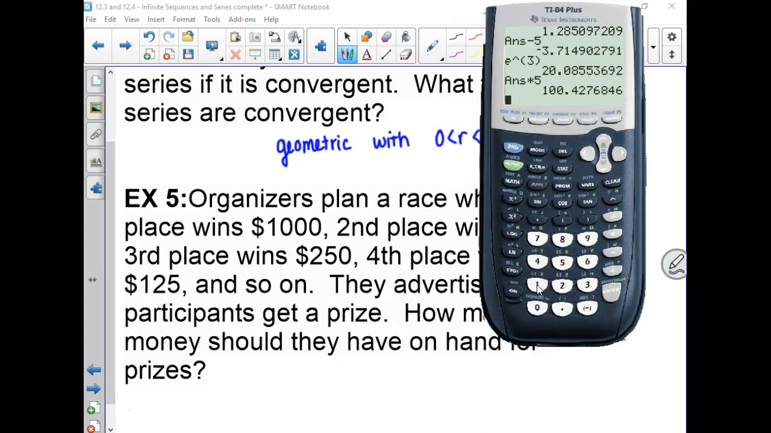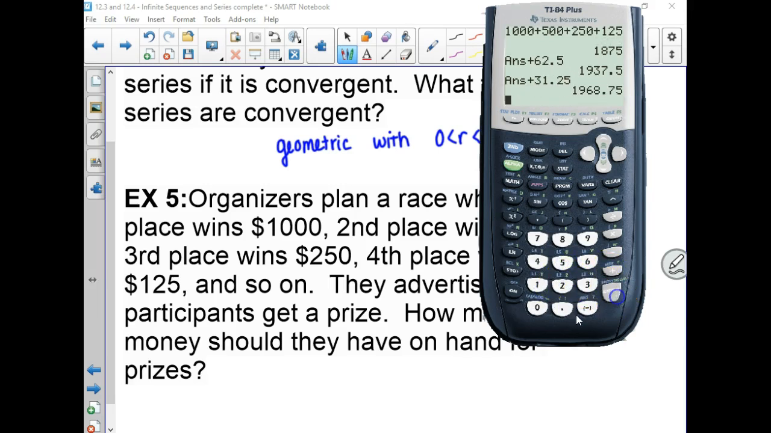So we know the first 4 places. We've got 1,000. We've got 500, 250. We've got 125. Okay, so just for the first 4 places, you've got to have $1,875. You can bet you're probably going to have enough people show up to have to pass those out, right? Somebody divide 125 by 2 for me. 62.5. So I'm going to add that amount. Okay? Somebody divide 62.5.